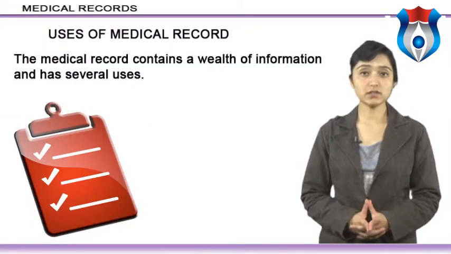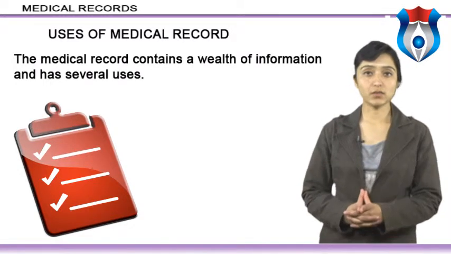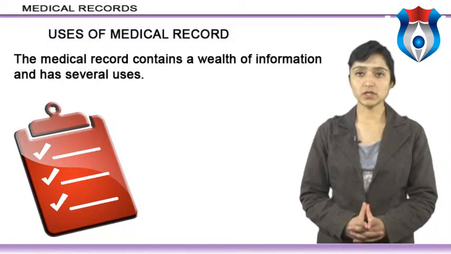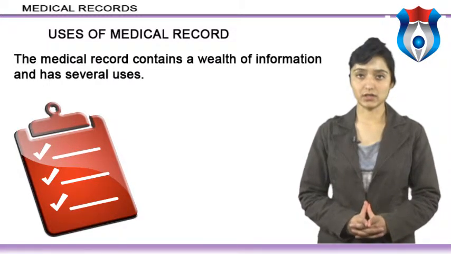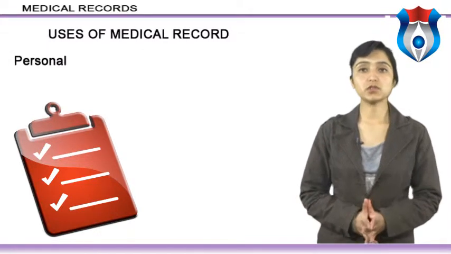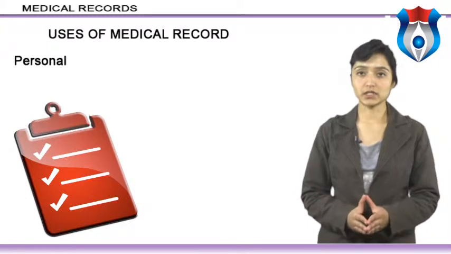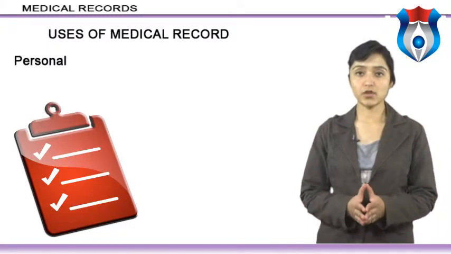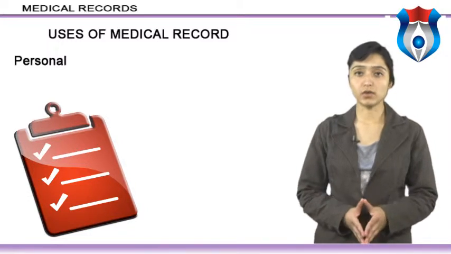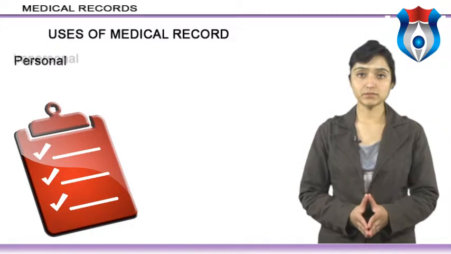Let us now discuss uses of medical record. The medical record contains a wealth of information and has several uses. The uses of medical records are of two major types: personal and impersonal. Personal. Personal uses refers to when the identity of the patient is needed and retained, for example, a request of copies of specific portions of a patient's medical record by the insurance company for reimbursement claims.